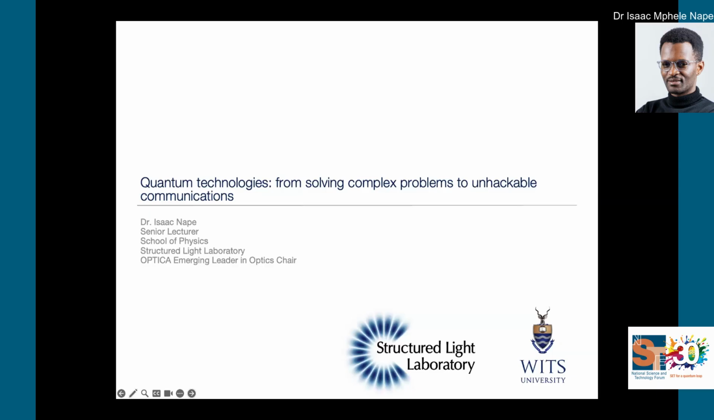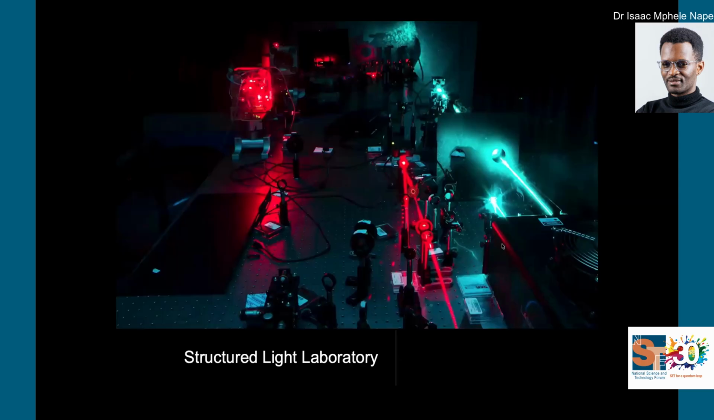You've probably heard about some of these topics, but I'm going to focus more on what we're doing here at the Structured Light Lab to address both of these topics. At the Structured Light Laboratory, our main focus is controlling the internal degrees of freedom of light. Because light is fundamentally a quantum object, we can use it for many different applications which leverage quantum sciences.